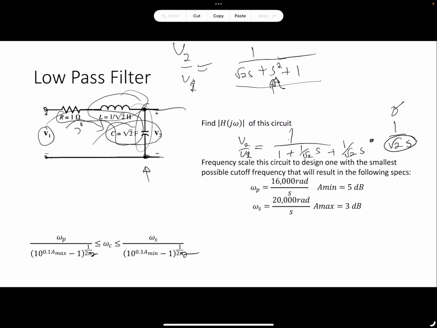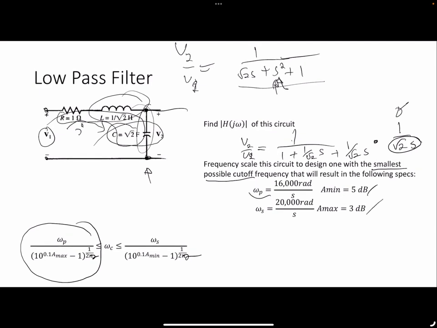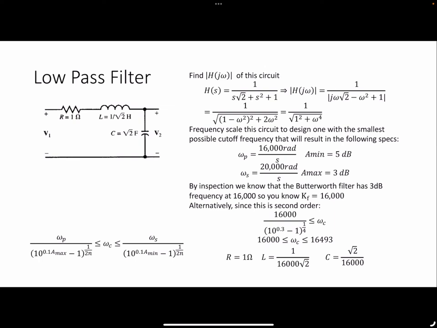And now all we got to do is it's telling us to design a circuit with the smallest possible cutoff frequency. So this is the smallest possible cutoff frequency. They gave us omega p, they gave us A min and A max. So we just basically plug in omega p and A max here, and then we get our answer, which is basically this. And then all you have to do now is just frequency scale this circuit to get your correct filter design. Does that make sense to everyone? All right, next one.